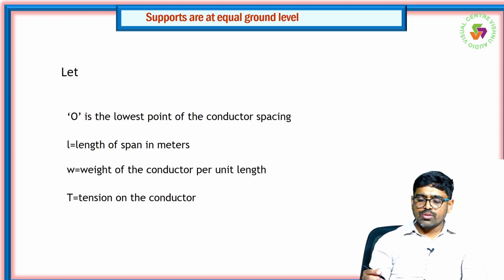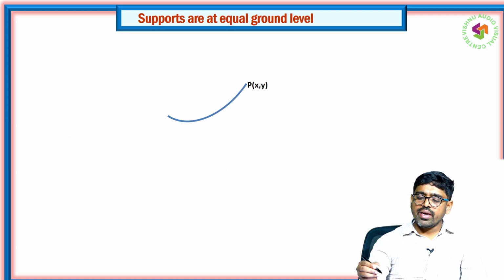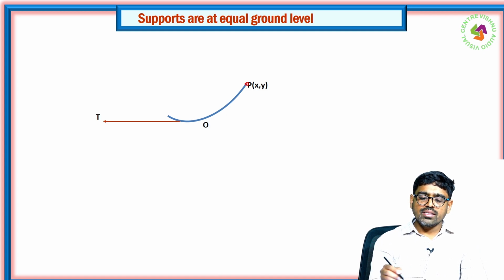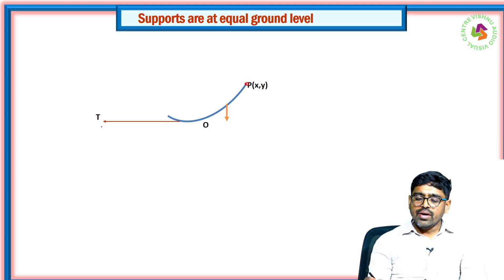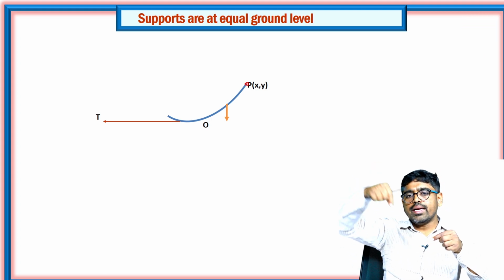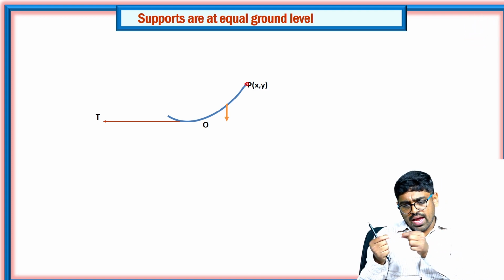So let O be the lowest point of the conductor, L the span length in meters, W the weight of the conductor per unit length, and capital T the tension of the conductor. Now we consider the point P at x, y. At the lowest point the tangential force will act like this, and the weight of the conductor will act downwards, and the tension will act like this.